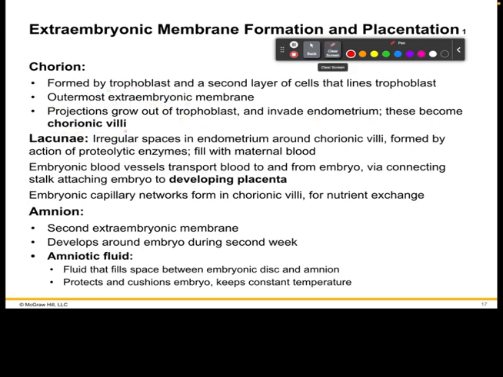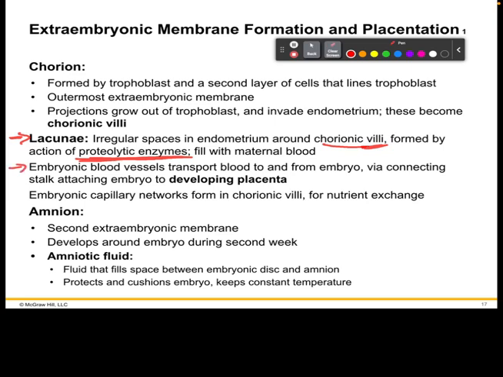Next, we can talk about the lacunae. The lacunae are irregular spaces within the endometrium and around the chorionic villi formed by the action of those proteolytic enzymes that we discussed earlier. So these enzymes are going to break down part of the endometrium, and because of that, you're going to get little spaces in between the villi and the endometrium. So this will fill with maternal blood.